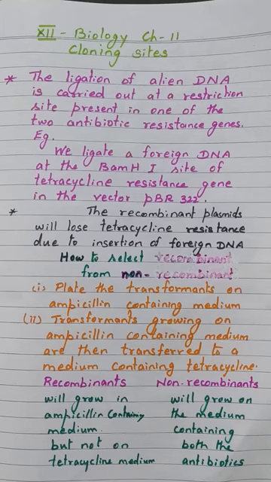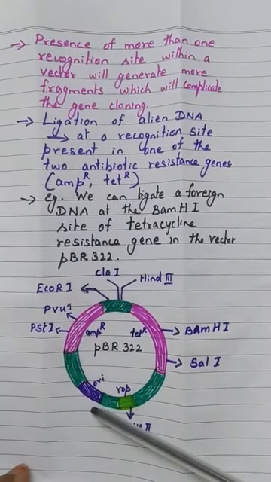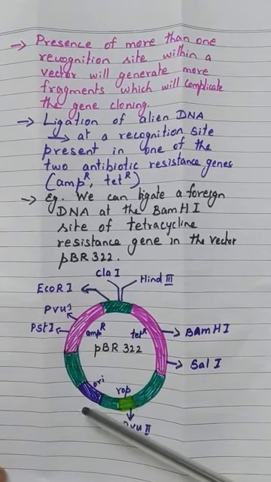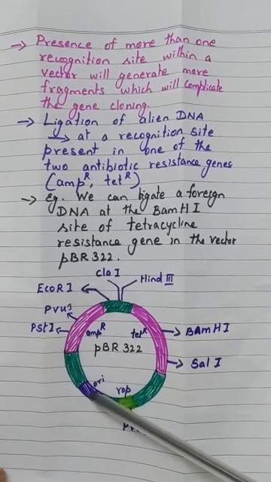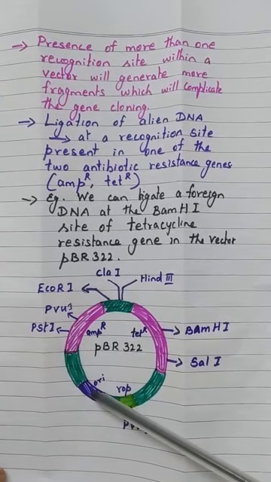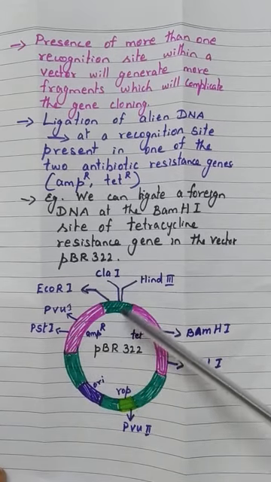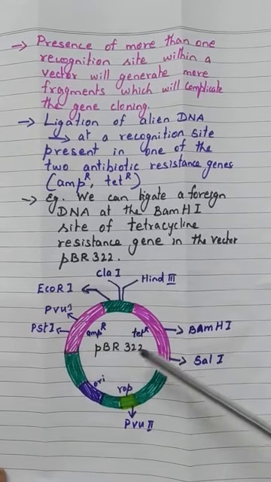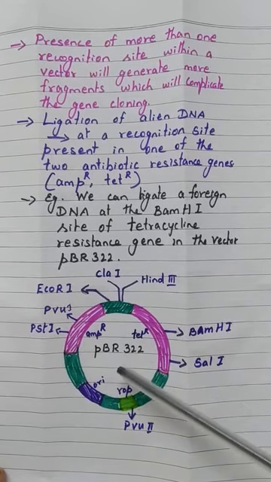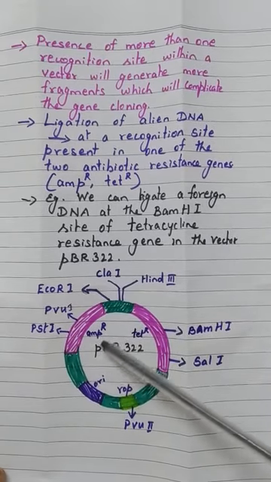And these vectors should have some special features. All the vectors should have an origin of replication. It is the place from where the replication starts. Replication means many copies will be formed. And then this vector will have two genes responsible for antibiotic resistance. They have the capacity to resist antibiotics like ampicillin and tetracycline.